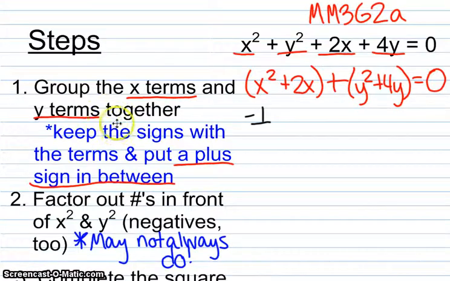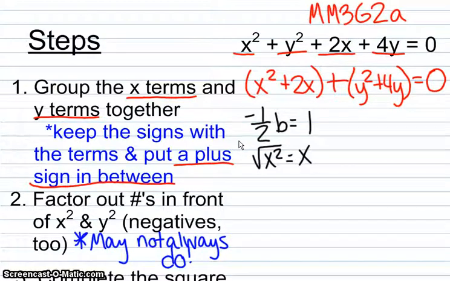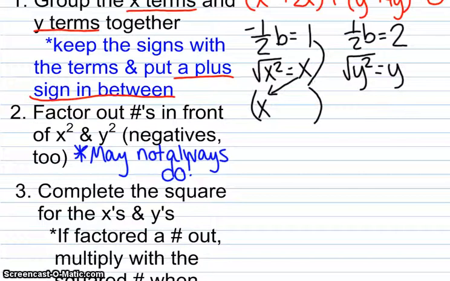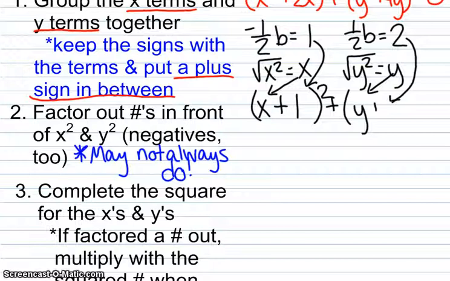As we go through, we need to find half of the b for the first set, which is going to be 1, and find the square root of x squared, which should give us plain old x. Let's do the same thing for our second part. Half of the b for that set of parentheses is 2, and the square root of y squared is plain old y. So let's fill it in just like we did on the other completing the square problem. We have the x and the plus 1 squared in the first set, and y plus 2 squared in the second set. And don't forget your 0, it has to come down.